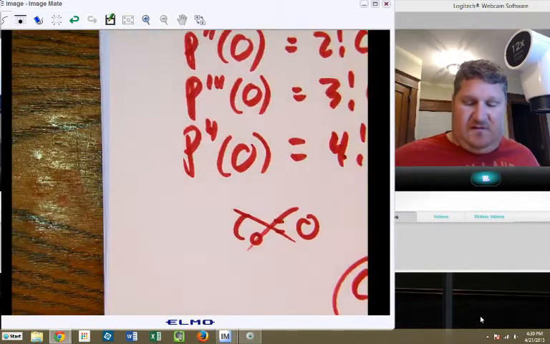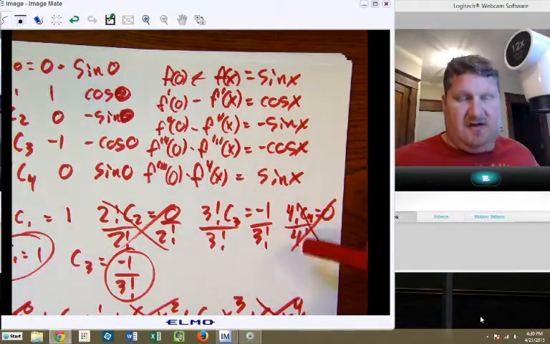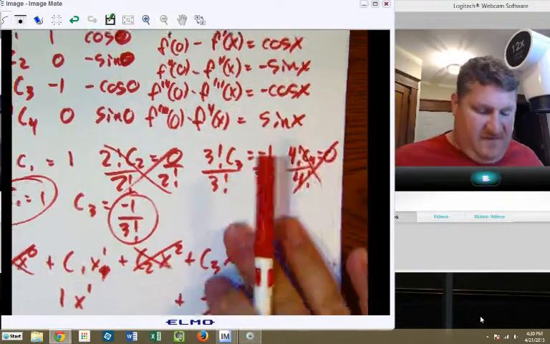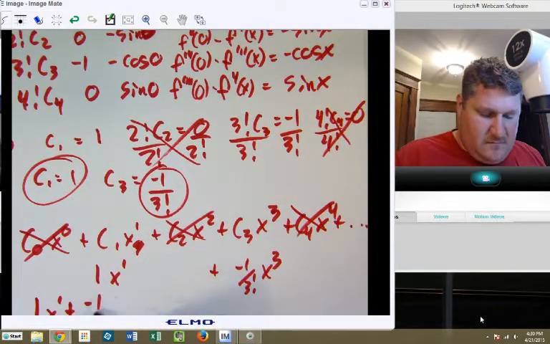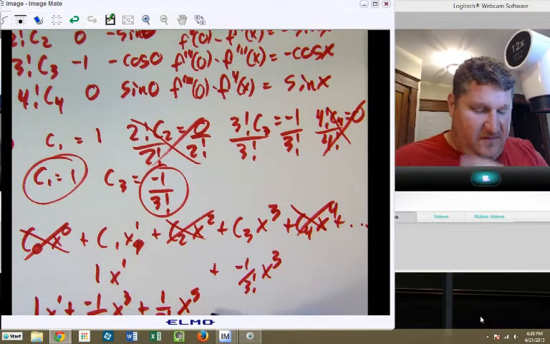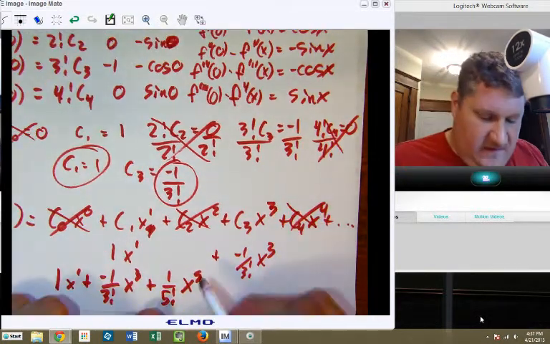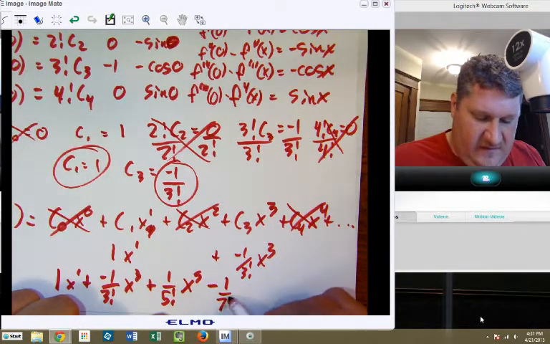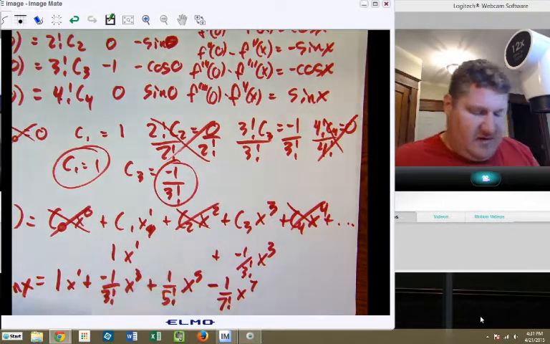And in this case, you see that the fourth term isn't there because C4 is going to be 0. C5, not shockingly, is going to be plus 1 over 5 factorial x to the fifth. There's going to be no sixth term. And then the seventh term will be minus 1 over 7 factorial x to the seventh. And that is the power approximation for sine x.